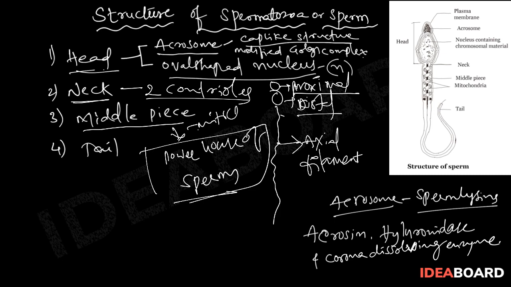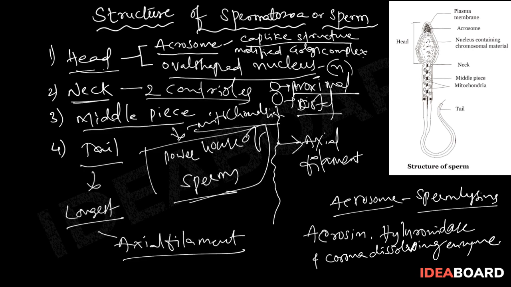The mitochondria in the middle piece are useful for giving energy for the movement of sperm in the female genital tract after insemination. Next, the middle piece also consists of the axial filament. As we discussed, the axial filament is formed from the distal centriole of the neck and it is extended into the middle piece and into the tail. And the last part of the sperm is called the tail. The tail is the longest part of the sperm, and in the tail the axial filament is present.